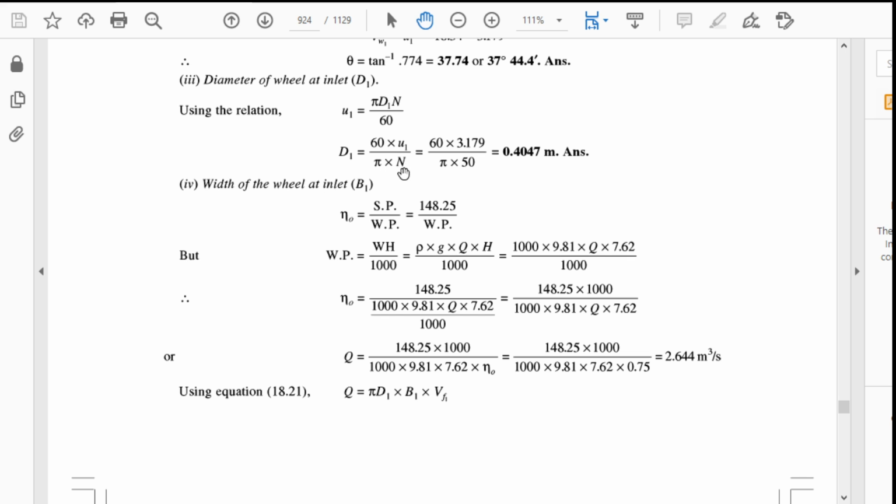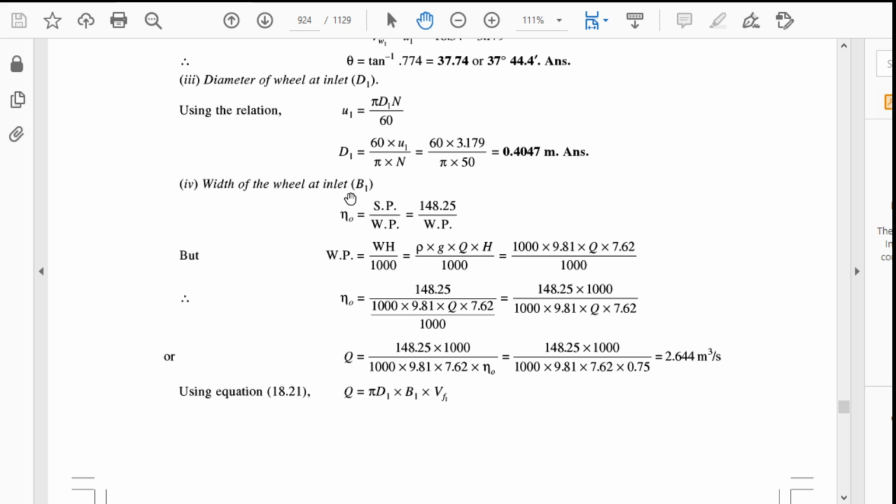Here, the speed is given as 50 rpm. We have found u1, so substitute the values of all the terms. You will get the value of d1 as 0.4047 meters. Now the last is the width of wheel at inlet, which is b1.